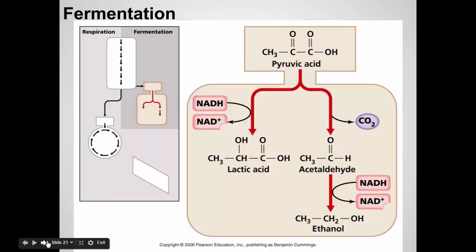Rather than continue on this pathway for aerobic respiration, it goes on a different pathway. The pyruvic acid is broken up. Sometimes, depending on the organism and the enzymes, it forms lactic acid. Other times it forms ethanol, alcohol, and carbon dioxide. So it just depends on what type of organism. But that's fermentation.